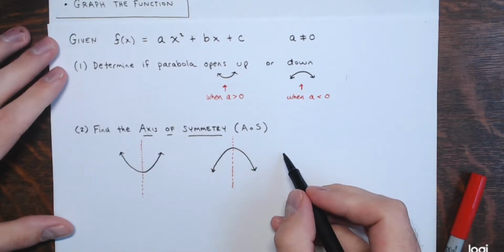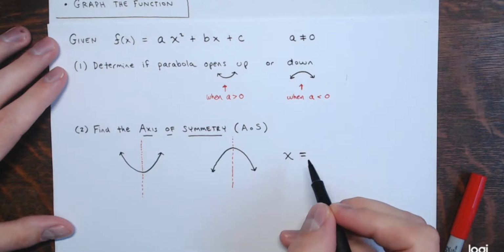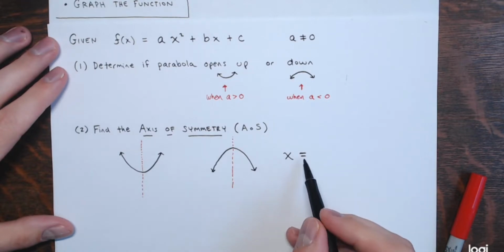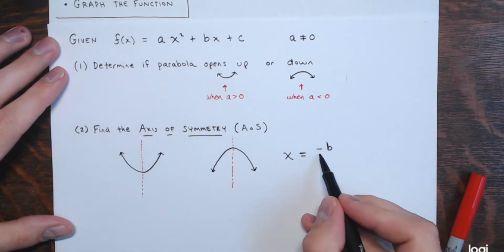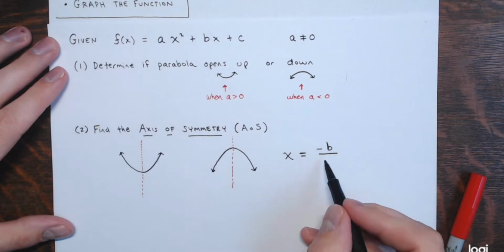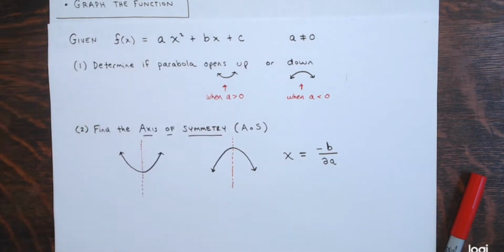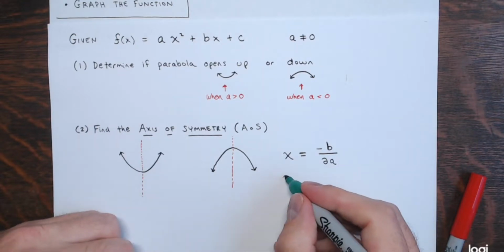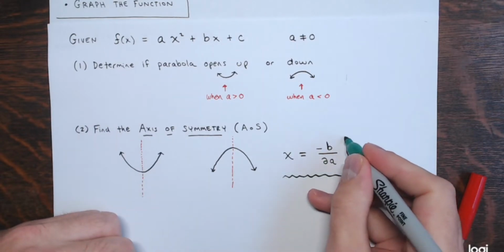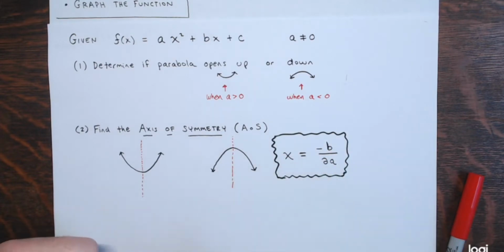The equation for the axis of symmetry, a vertical line, so it's x equals some number, is going to be x equals the opposite of b, where b is the linear coefficient, divided by 2 times a, where a is the coefficient of the quadratic term. I'll highlight this, put it in a bubble or something. Again, this should be familiar to you.